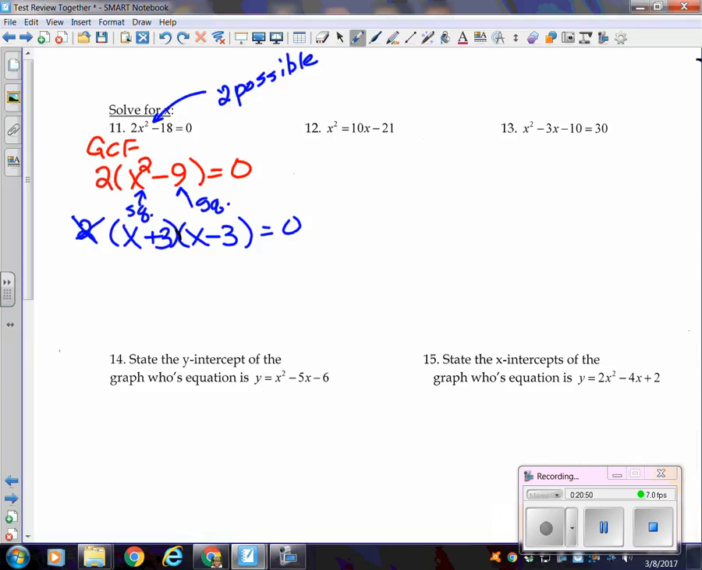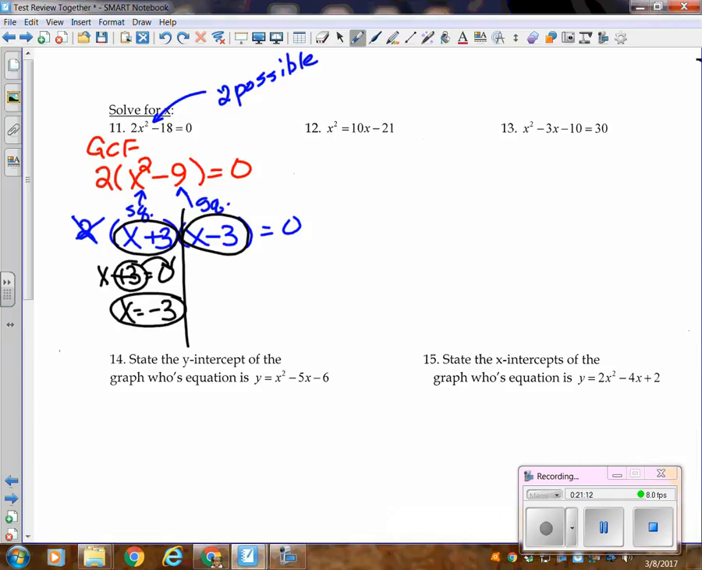Remember, if I'm multiplying one thing times something else and the answer equals 0, 0 must have come from one of those 2 parts. So I'm looking for 2 answers that would make this be 0. The first one, take x plus 3 out, set that equal to 0. Now if I move the plus 3 to get x by itself, my answer turns out to be negative 3. Take x minus 3 out of this parenthesis, set it equal to 0. If you move minus 3, it becomes positive 3. So my 2 answers when I solved are x equals negative 3 and x equals positive 3.